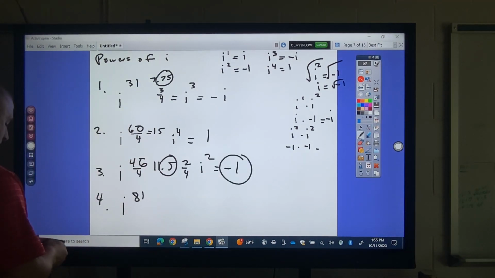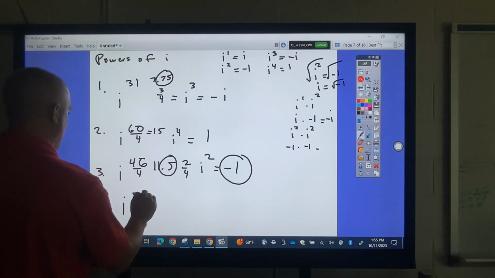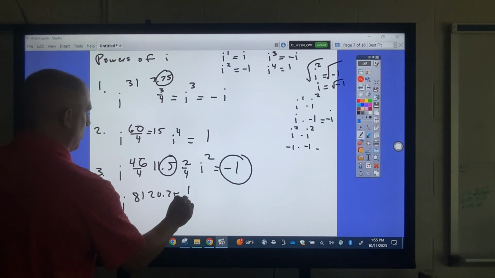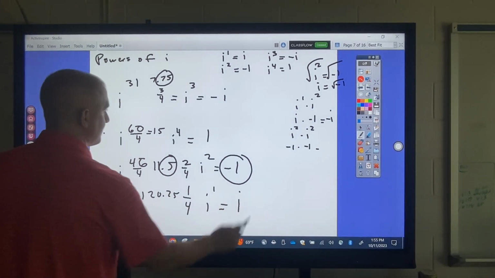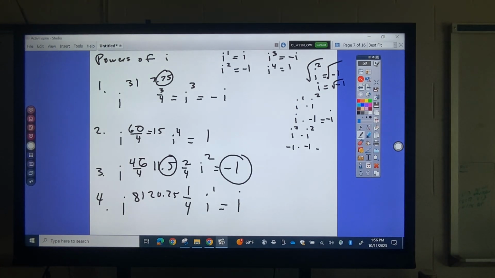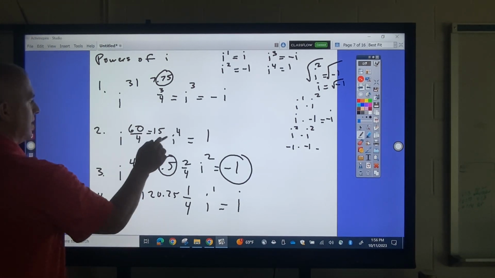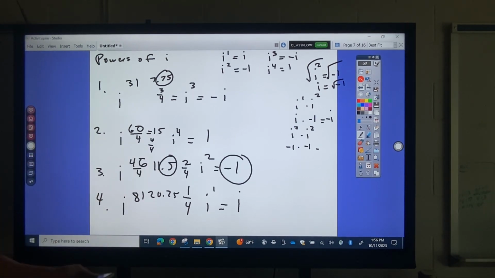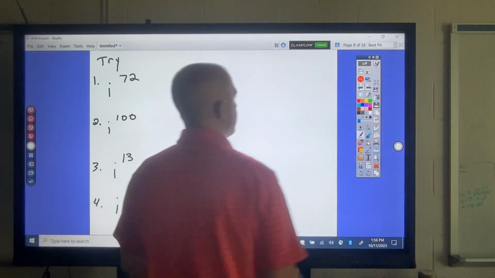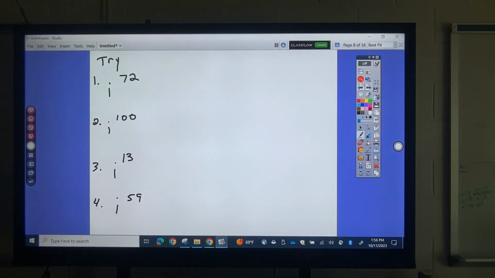81 divided by 4 is 20.25. Well, what is that? That's 1/4. So that's i to the first, which is just i. So what you want to look at is where this is in increments of 4. If you get a whole number, the idea is that's something 4 over 4. And that's how you can do that. All right, so go ahead and pause your video. Go ahead and calculate these.